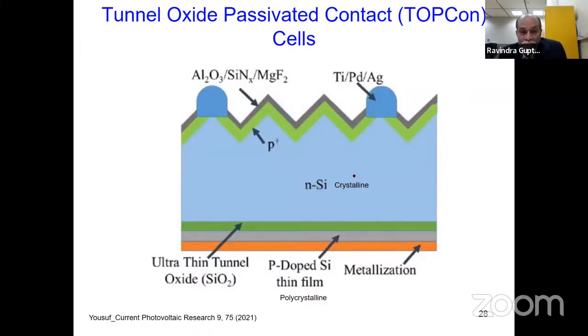No, sorry. This is the crystalline material. And then we have highly doped p-type material. And then we have the alumina or silicon oxide or magnesium fluoride. Then we have either silver or titanium or a mixture actually. Many times we use Li also nowadays to reduce the cost.